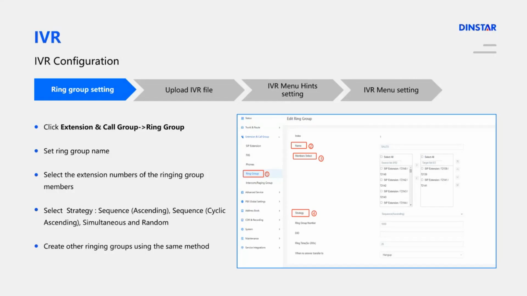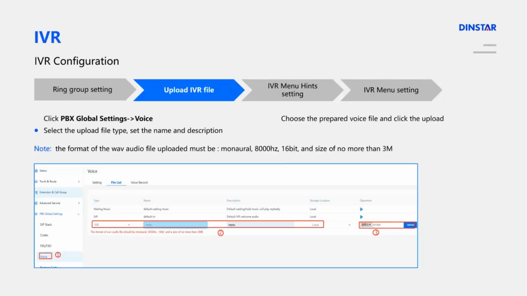We go to the PBX global setting page, choose the voice, and upload the recorded prompts, like maybe "Thank you for calling DINSTAR, press 1 for sales, press 2 for support," and something else. And we should notice the file format. It must be WAV, 8000 Hz, 16-bit, and the size no more than 3 MB.